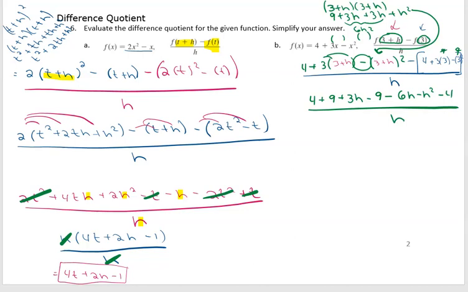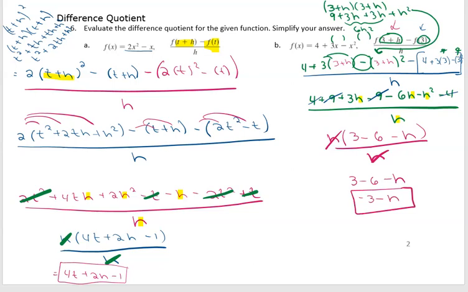See what we can do to cancel. Remember, anything that doesn't have an h is going to have to cancel. So let's make sure we didn't miss anything. So 4 and 4, 9 plus 9 minus 9. Okay, we did okay. Still has an h, still has an h, still has an h, and then we have our h in the denominator. So that will look like, pull an h to the front, 3 minus 6 minus h, all over h. The h's cancel, so we're left with 3 minus 6 minus h, which simplifies to negative 3 minus h. So the difference quotient for this one will look like negative 3 minus h.